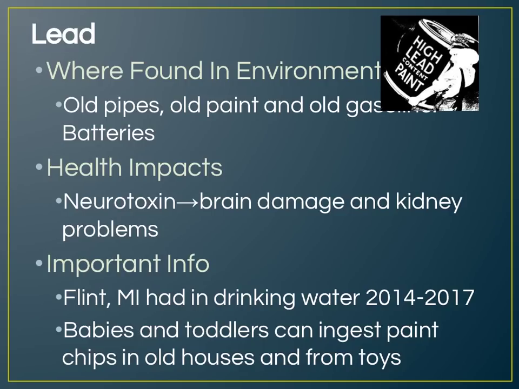So the first toxin to know about is lead, and it's found in old pipes, old paint, old gasoline, and currently in batteries, so not old batteries. This word here is a little bit covered up by the picture, and it says gasoline. So you'll go ahead and fill in your chart with these items.